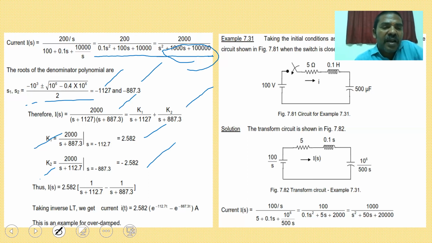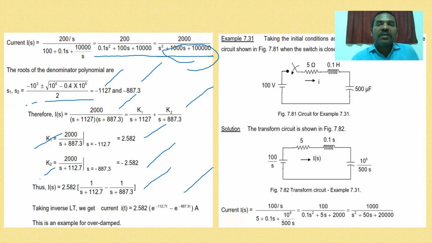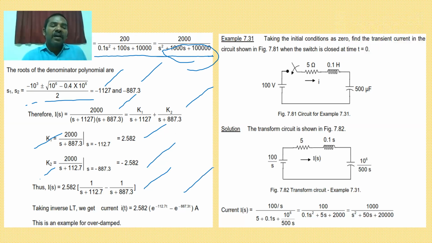So that means it is an overdamped condition. Finally, we are writing I(s) = 2.582 × [1/(s + 1127) − 1/(s + 887.3)]. Then taking the inverse Laplace, I(t) = 2.582 [e^(−1127t) − e^(−887.3t)] amperes. So you understand how to calculate the current for an RLC series circuit. Similarly, one more example.